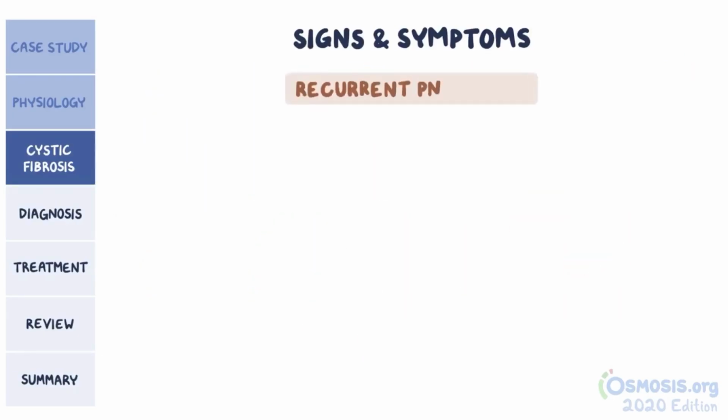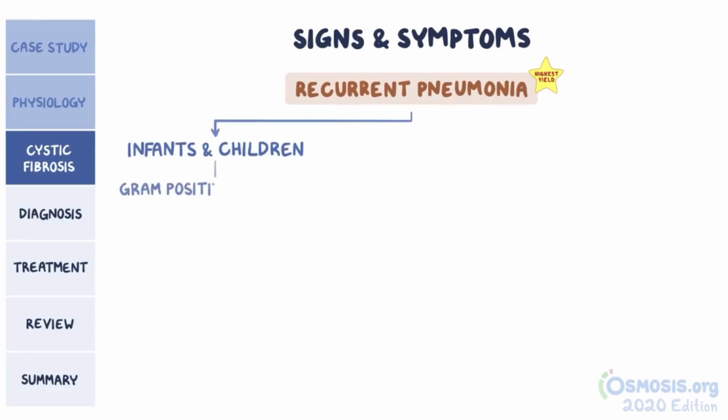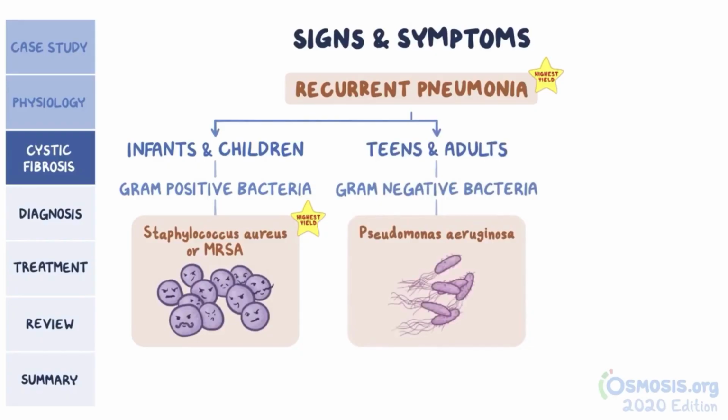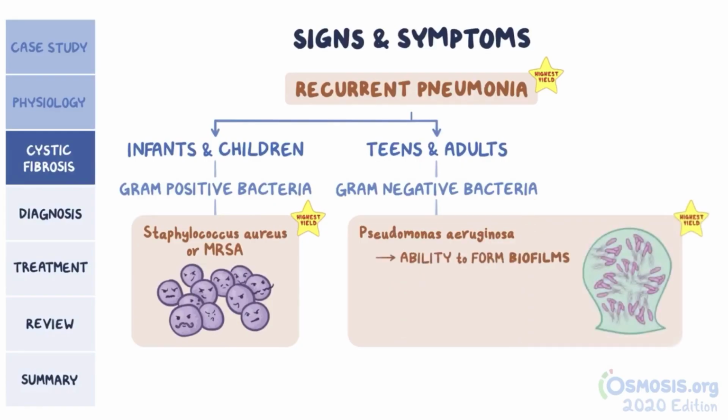Individuals can also develop recurrent pneumonia, especially when there's chronic lower respiratory infections. There are a couple high-yield bacteria you need to remember. In infants and children, the pneumonia-causing pathogens are often gram-positive bacteria, like Staphylococcus aureus, or methicillin-resistant Staphylococcus aureus. Whereas in teens and adults, it's usually gram-negative bacteria, like Pseudomonas aeruginosa. The recurrence of Pseudomonas aeruginosa pneumonia in CF has been linked, in part, to the bacteria's ability to form biofilms. Biofilms are defined as communities of microorganisms that are attached to a surface, and in Pseudomonas cases, this is possible due to its mucoid polysaccharide capsule, which makes it sticky.